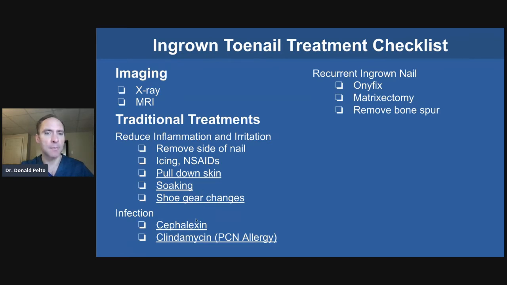And then typically patients are on some cephalexin or clindamycin once or twice. But if that doesn't help, you really need to come in and remove the side of the nail. That's what you have to do. Just take out the edge of the nail. For recurrent nails that keep coming back, there's a couple of options: Onyfix, a matrixectomy, or a bone spur removal, if that's the case.